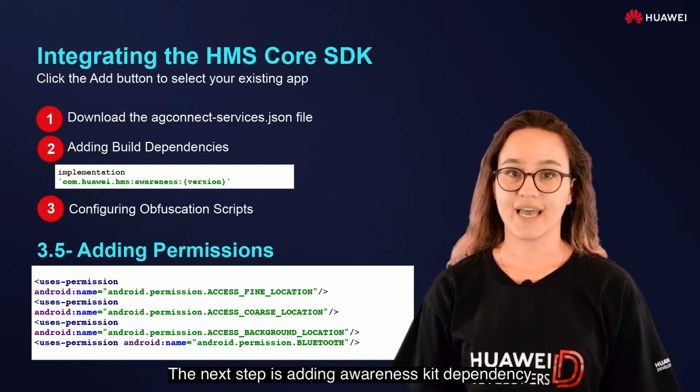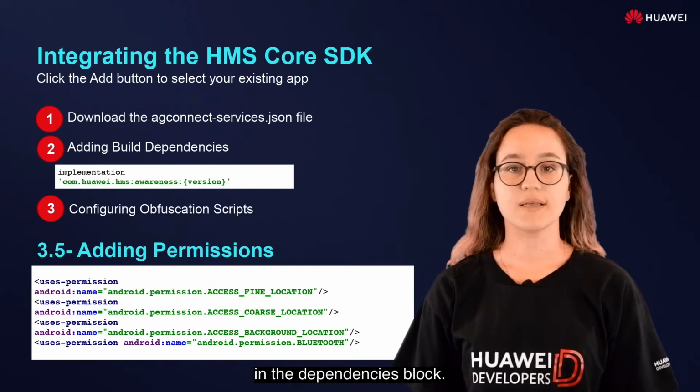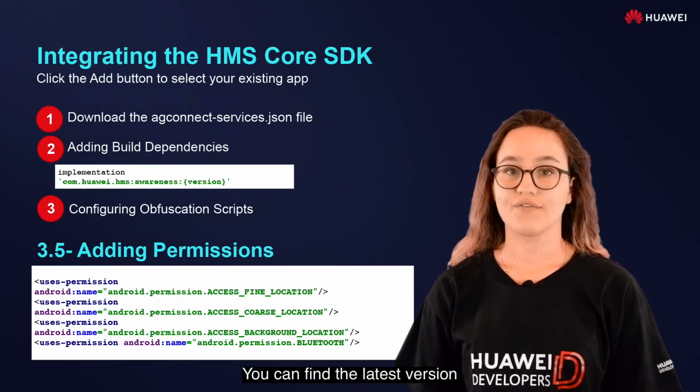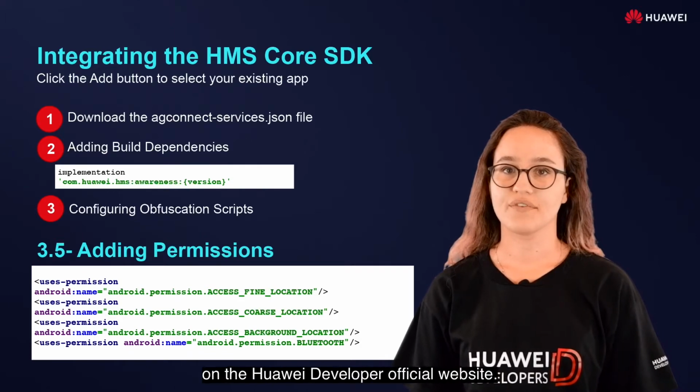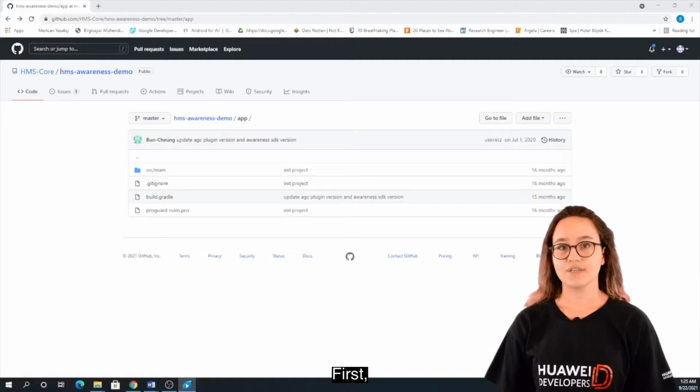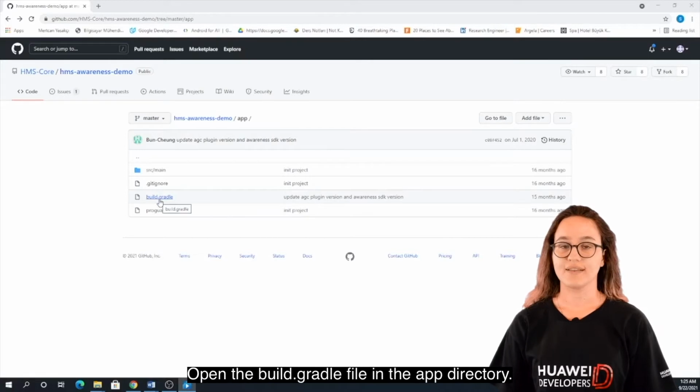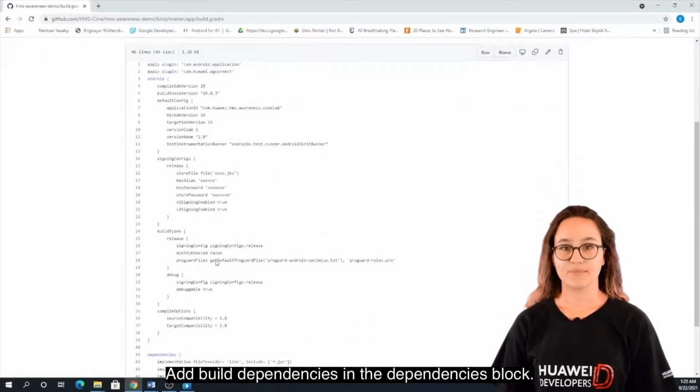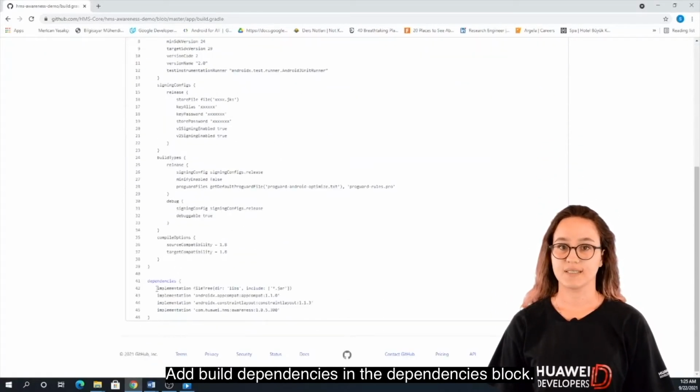The next step is adding Awareness Kit dependency in the Dependencies block. You can find the latest version on the Huawei Developer official site. First, open the build Gradle file in the app directory. Add build dependencies in the Dependencies block.